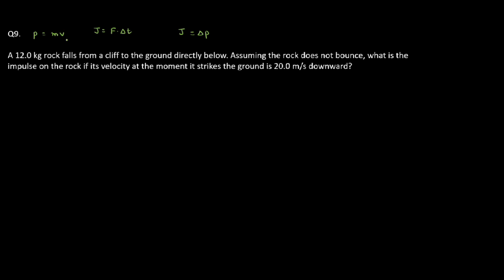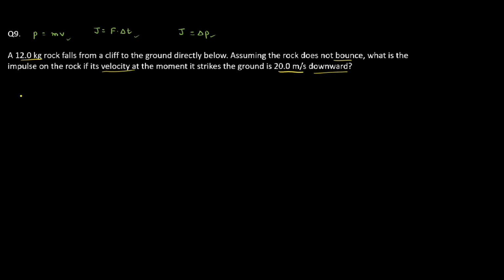And we are going to use these three rules to solve the problem along with the law of conservation of momentum. Question says a 12-kilogram rock falls from a cliff to the ground directly below. Assume the rock does not bounce. What is the impulse on the rock if its velocity at the moment it strikes the ground is 20 meters per second downward? Let us first write down what the question has given us.